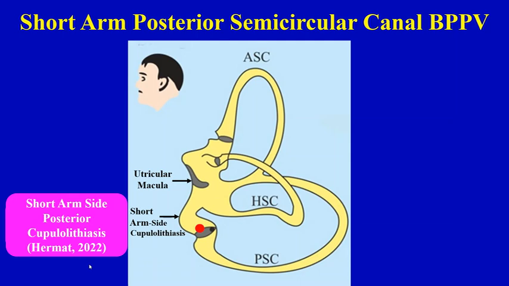However, we do not have to comment too much on short arm or long arm side posterior cupulolithiasis, because cupulolithiasis on either the short or the long arm side will produce identical oculomotor responses during the positional test, and adding an adjective like short arm side posterior semicircular cupulolithiasis only increases the confusion.